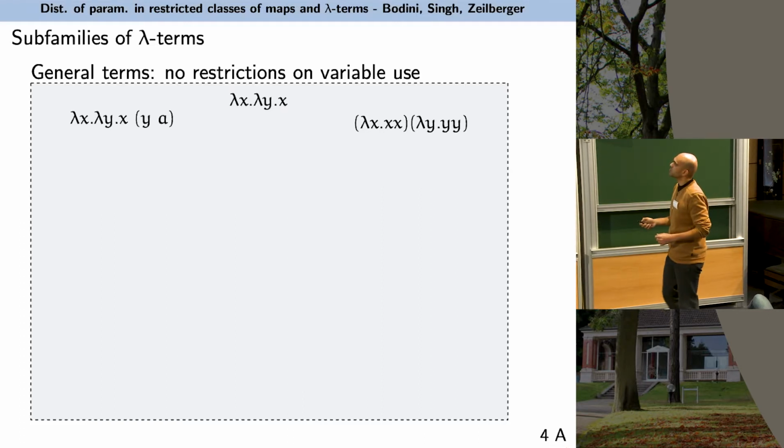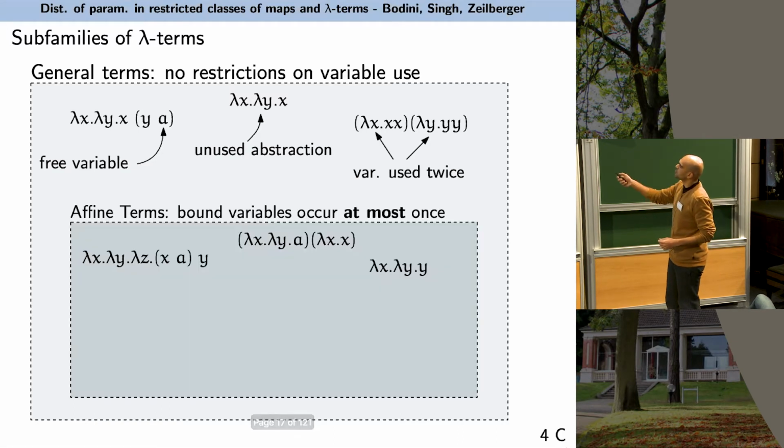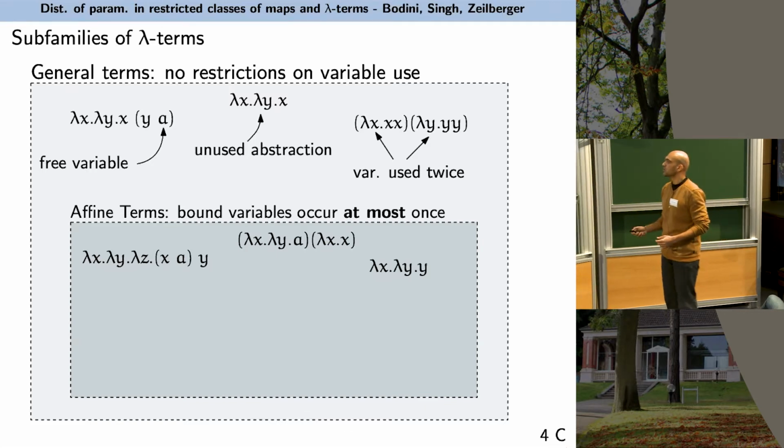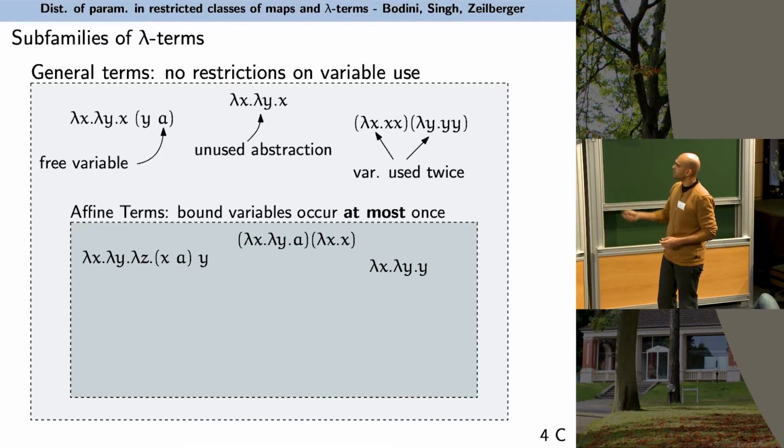So putting a bit of a restriction on this, we can require that terms are such that bound variables occur at most once. And as such, we arrive at the notion of affine terms. Affine terms have this property that you can still have free variables, but you cannot have this kind of duplication.